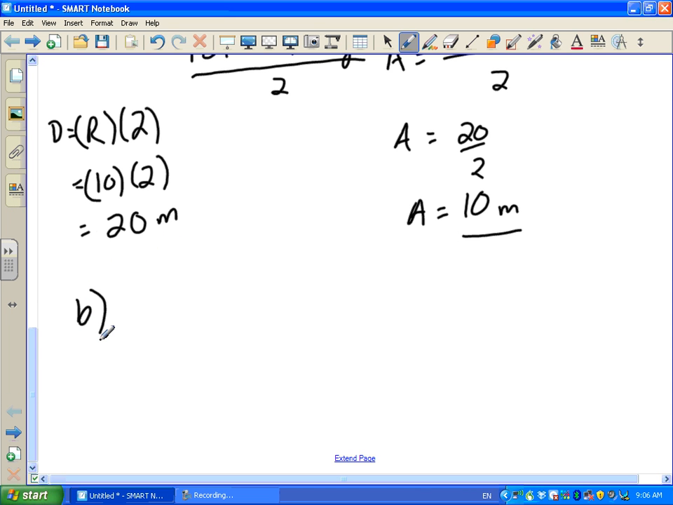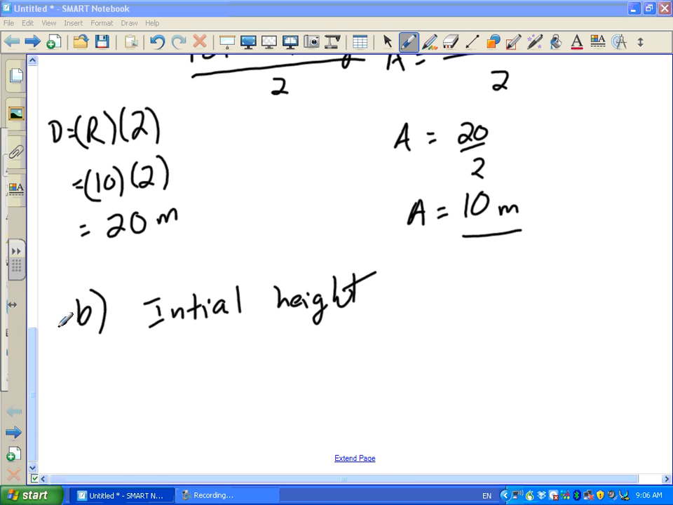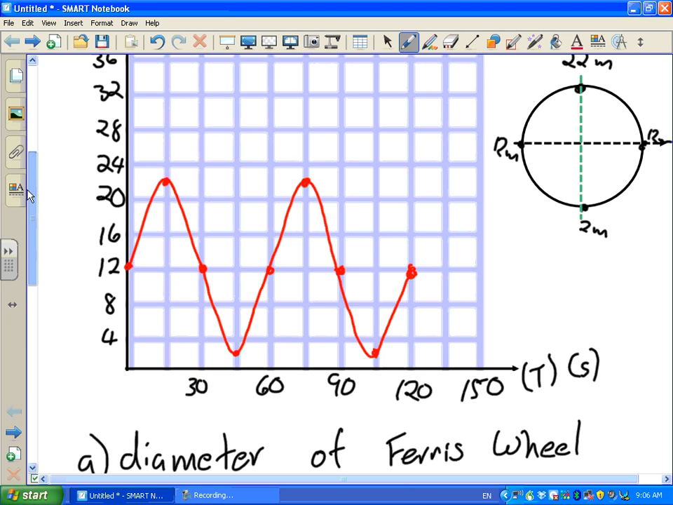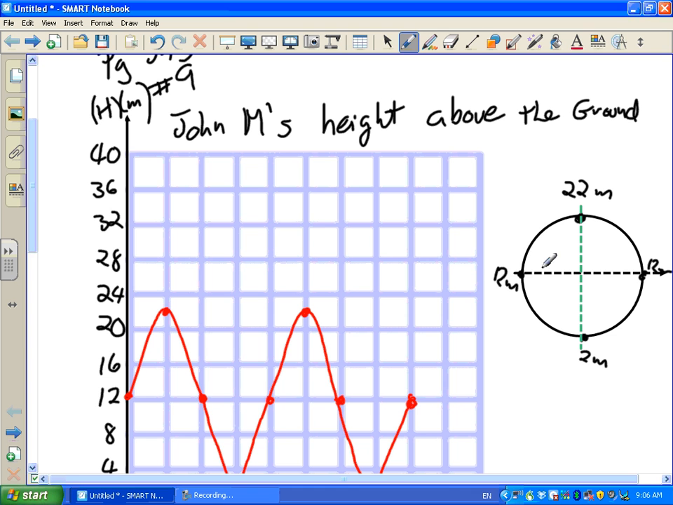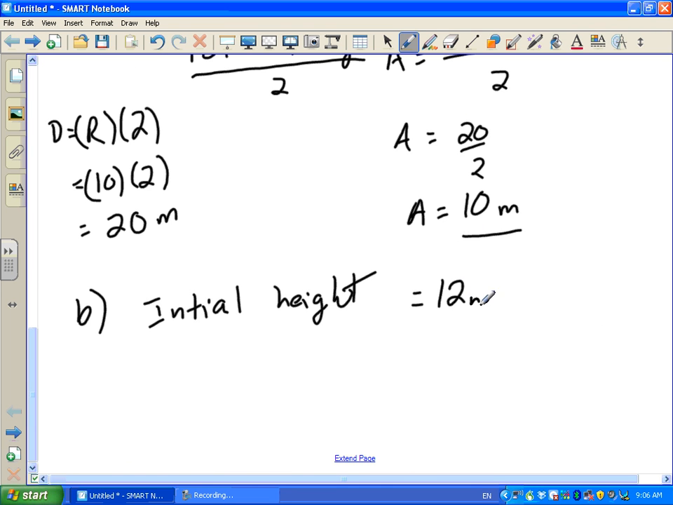Question B, what is John's initial height above the ground? So, initial height. Did we find it already? You tell me. Yeah, that's right. When we drew our Ferris wheel, it's always good to draw a diagram on the side, to try to make sense of what we're doing. We had already found the initial height. Initial height is right here, or on the graph, it is right there. So he is 12 meters above the ground. Real simple. 12 meters.